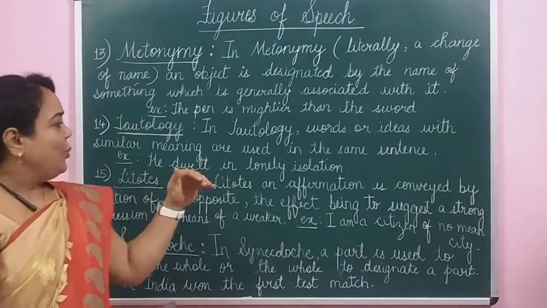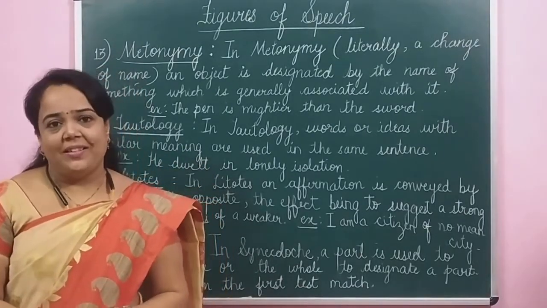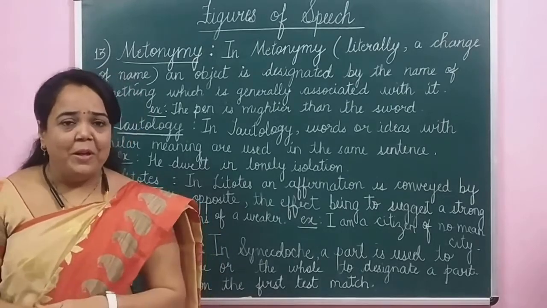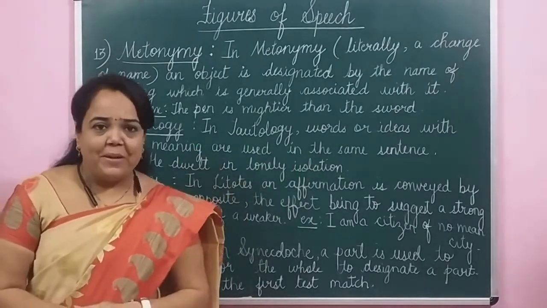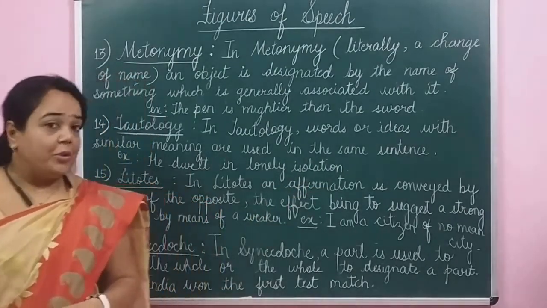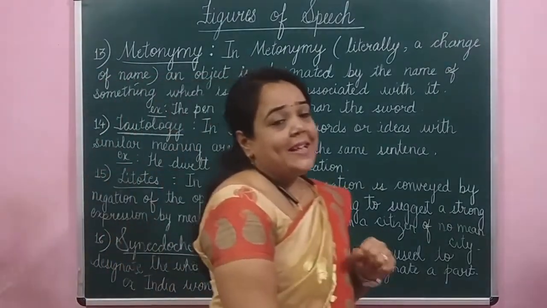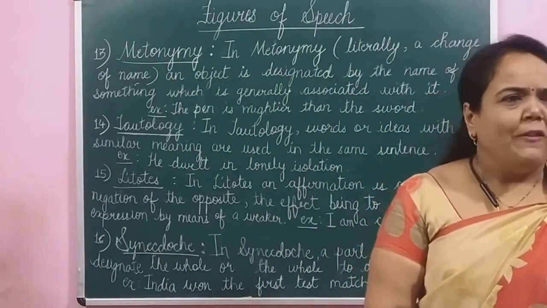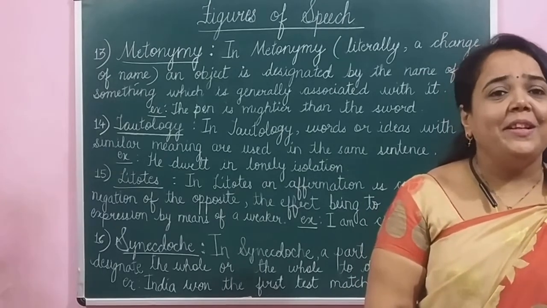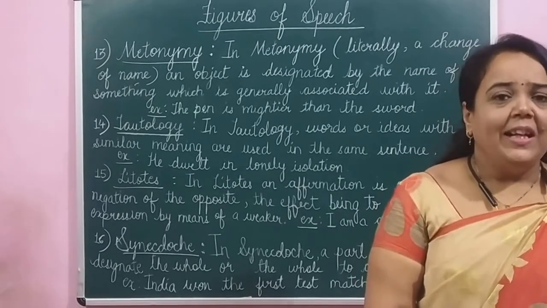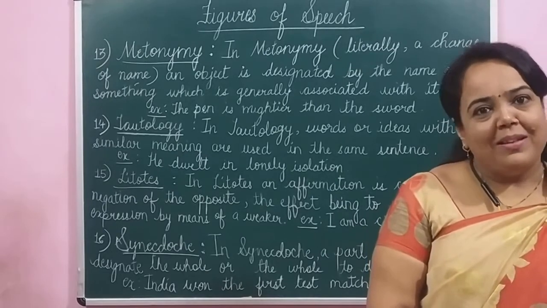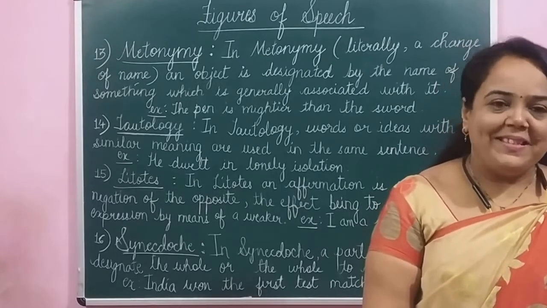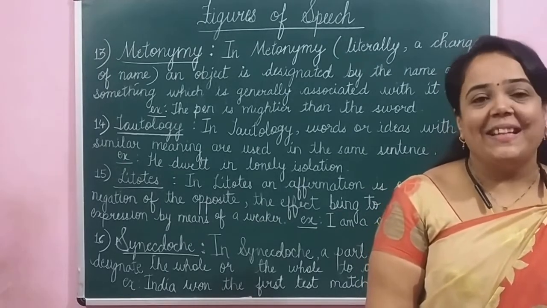Another example: he dwelt in lonely isolation. Now, lonely means the same thing, isolation means the same. But we are using them side by side in the same sentence. So tautology is where words having similar meaning are used for emphasis. It's actually an unnecessary use of the same word. In the month of April. Now, month we already know. Even if you say in April, it is quite clear. But still we are using words conveying the same meaning.